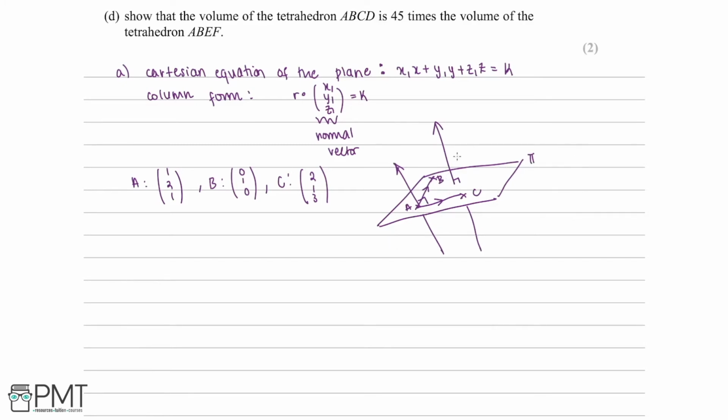So let's find the column form of the vectors AB and AC. We will do the position vector B minus the position vector A, and similarly the position vector C minus the position vector A. Now that we have the vectors AB and AC, we need to find the vector that's normal to both of these vectors. To do that, we can use the vector cross product, because by definition it allows us to find a vector that's perpendicular to two vectors.